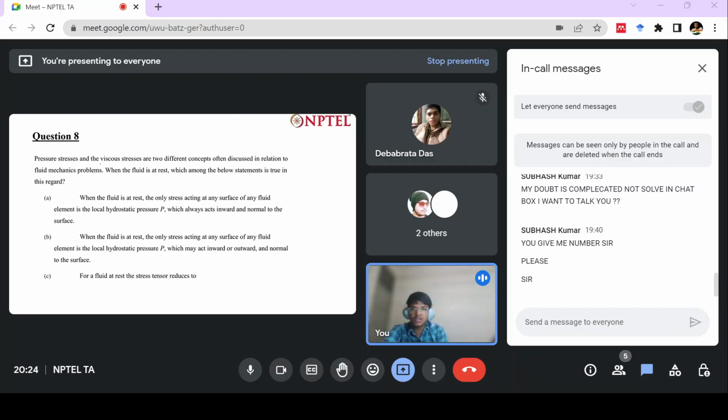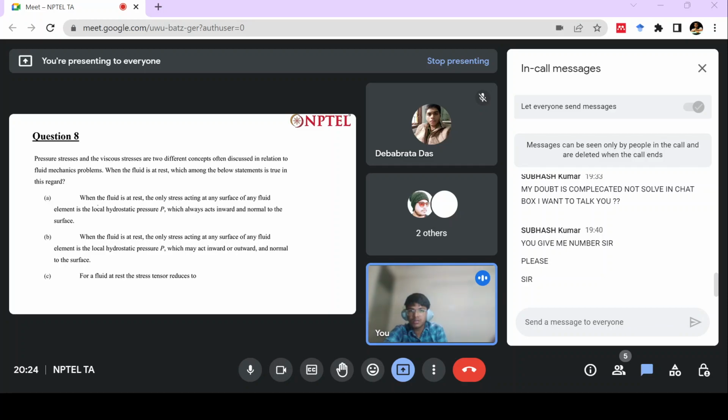Pressure stresses and viscous stresses are two different concepts often discussed in relation to fluid mechanics problems. When the fluid is at rest, which among the following statements is true? So we have to identify whether each statement is true or false. We will take each statement and discuss them. So first: when the fluid is at rest, the only stress acting at any surface of any fluid element is the local hydrostatic pressure P, which acts inwards and normal to the surface.